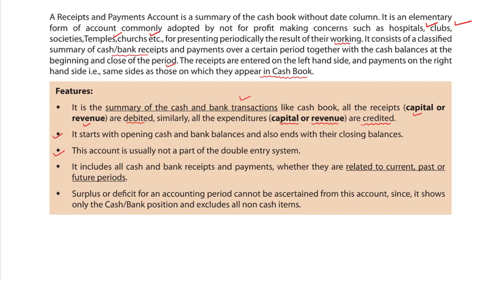Next, this account is usually not a part of double entry system. It includes all cash and bank receipts and payments, whether they are related to current, past, or future periods. Surplus or deficit for an accounting period cannot be ascertained from this account since it shows only cash positions and excludes all non-cash items.